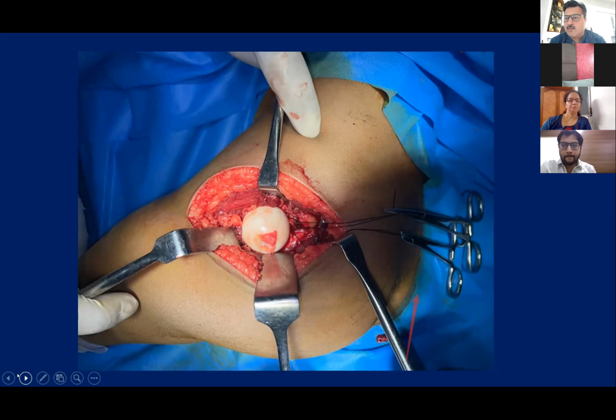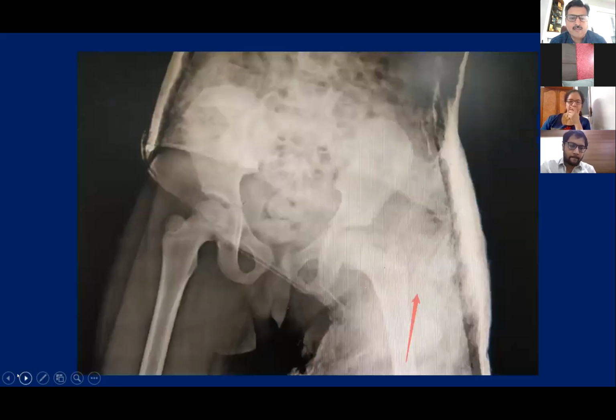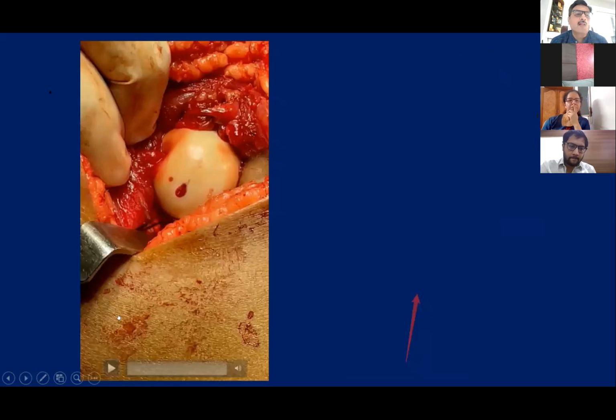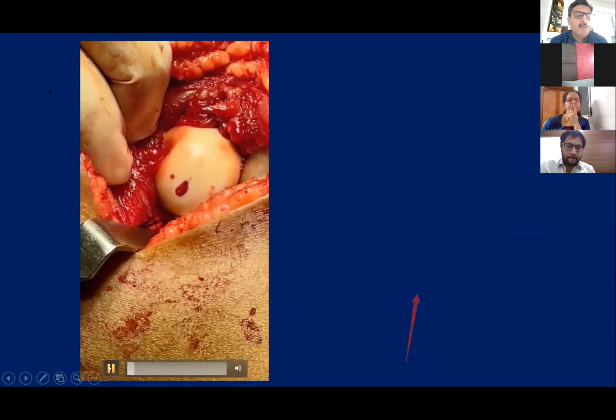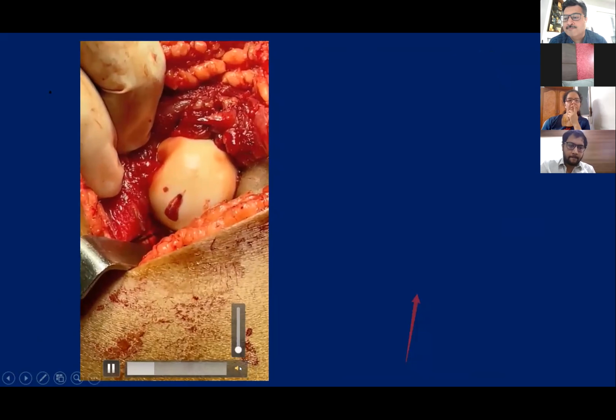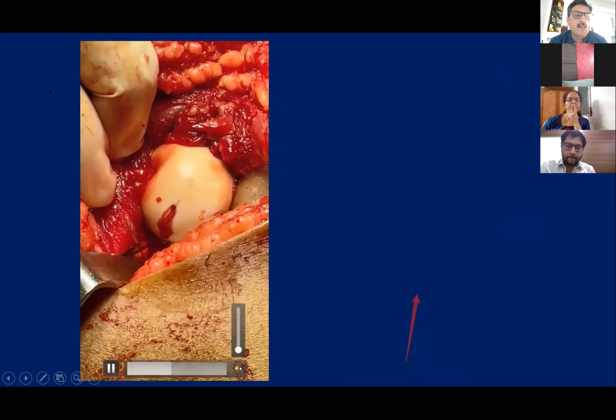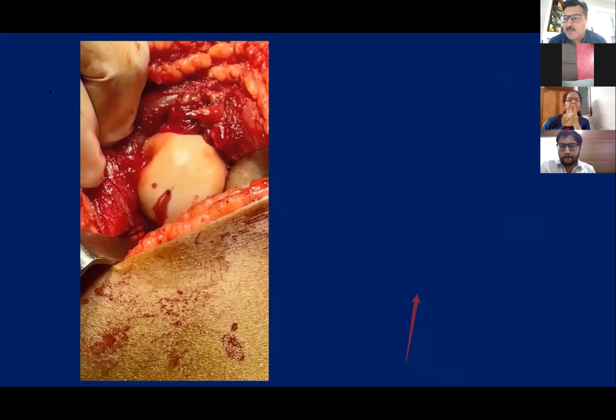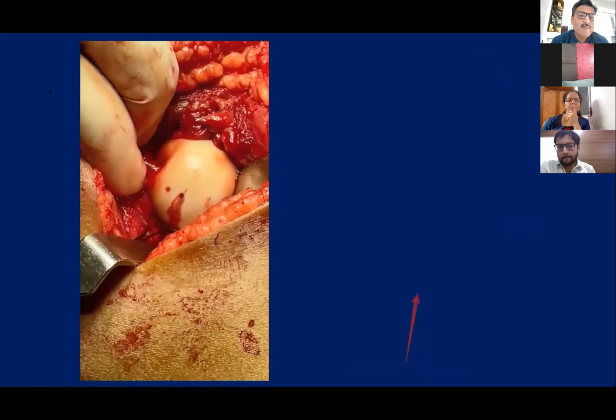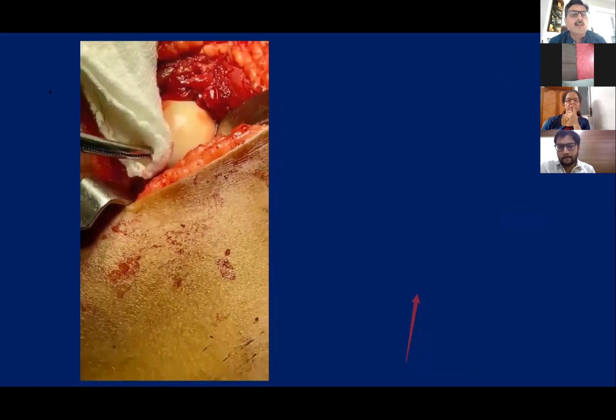What we were worried about was avascular necrosis because of this high degree dislocation, but we could see that the head was bleeding well. So this child probably had preserved blood supply. About 15 to 20% of children can end up with AVN, but this child was fortunate. Probably the anterior capsule and the anterior vessels were intact.